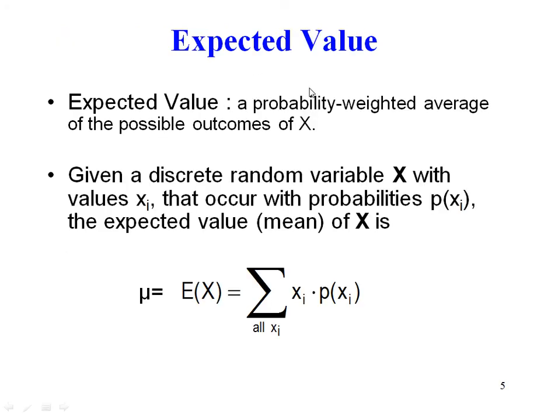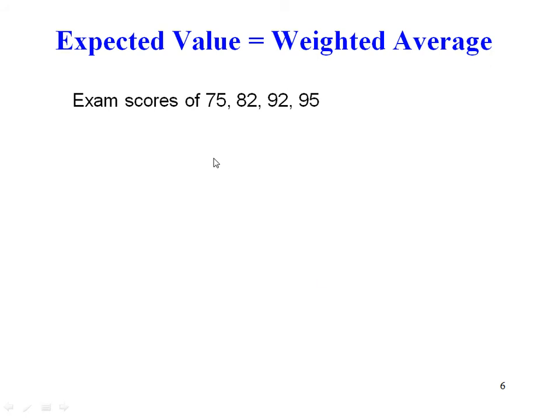So expected value is actually pretty simple. It is really just the summation, there's a summation sign, of all the values x's times the probability of those values. And we'll see plenty of examples with that. But that's what it is. You expect to get, well, we'll see. Now, it's really like a weighted average.